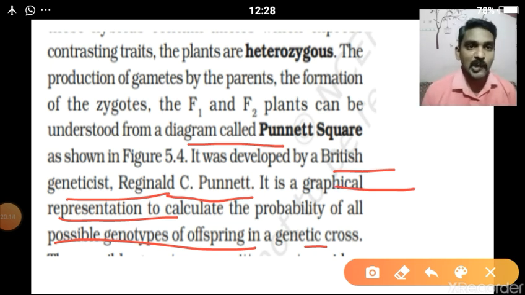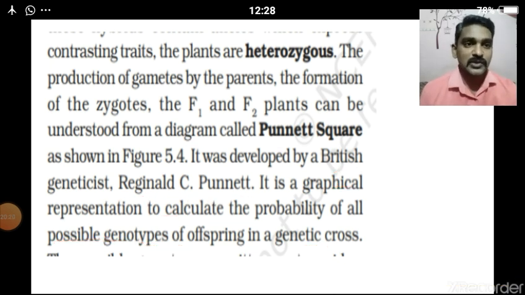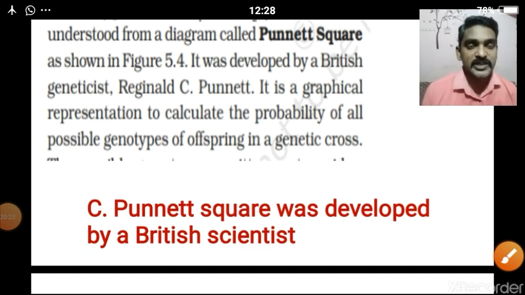That is not a simple cross. This is a graphical representation with a box. It is also called a checkerboard or checkers box. So the correct option is: Punnett square was developed by a British scientist.